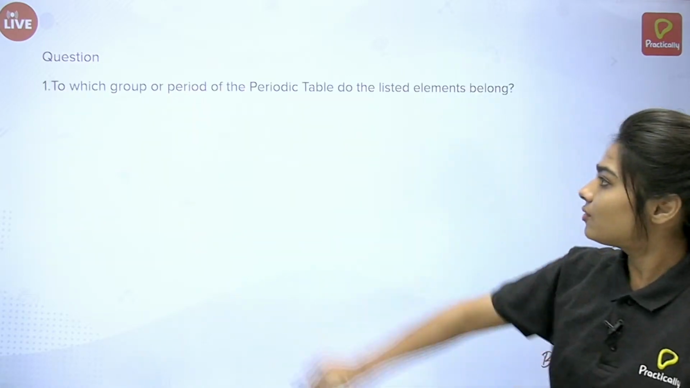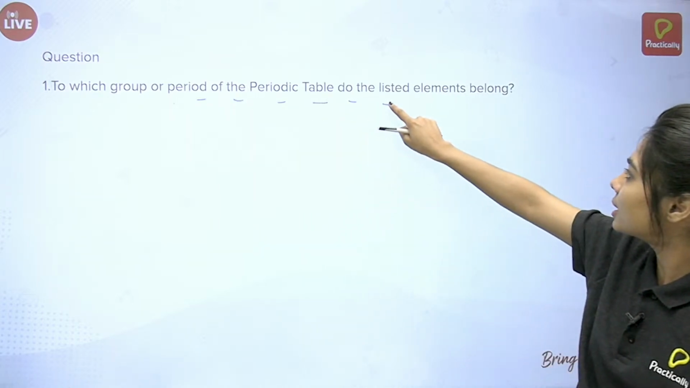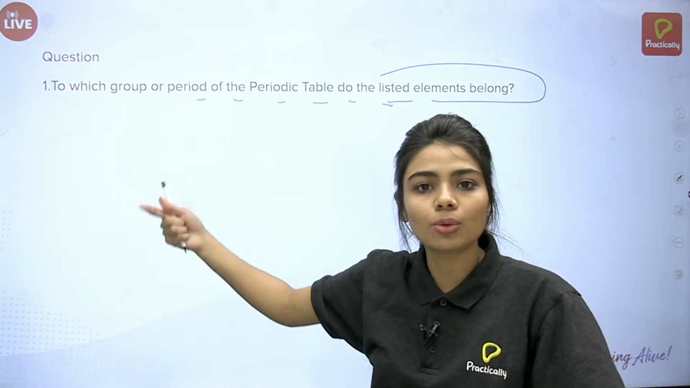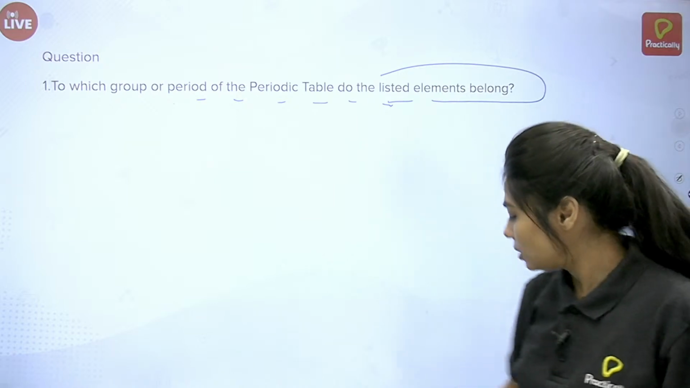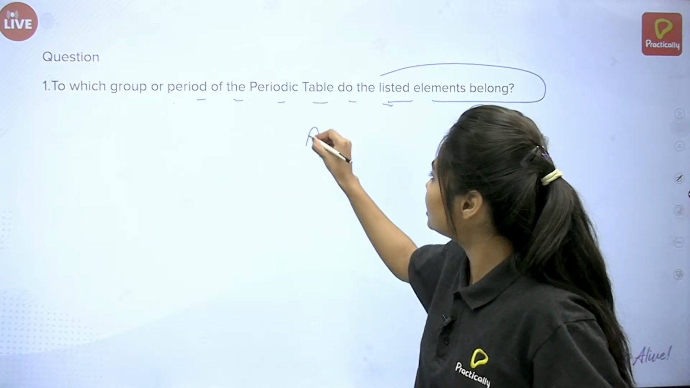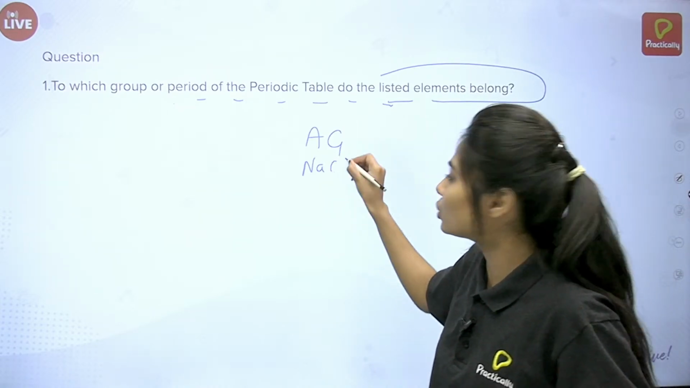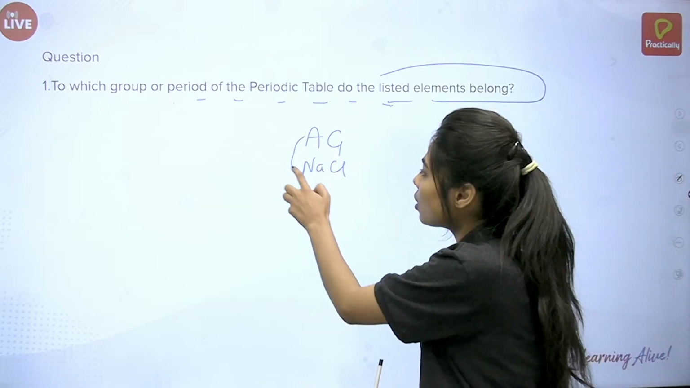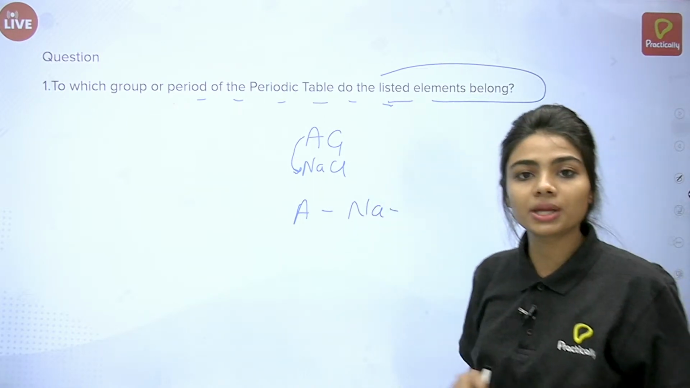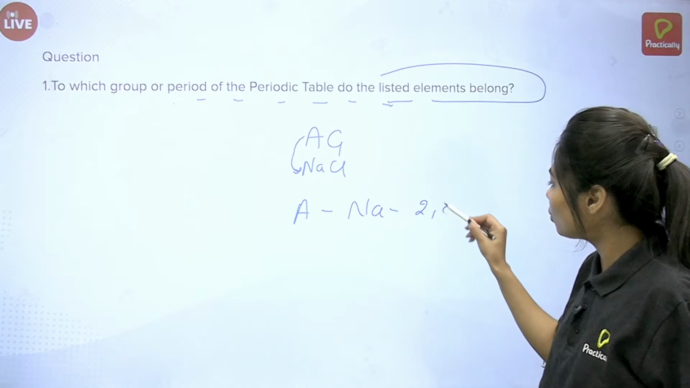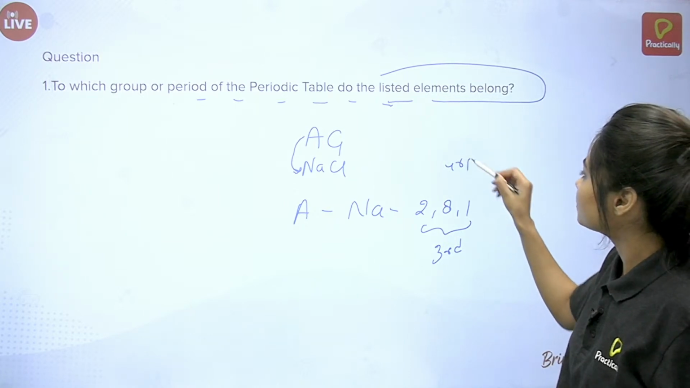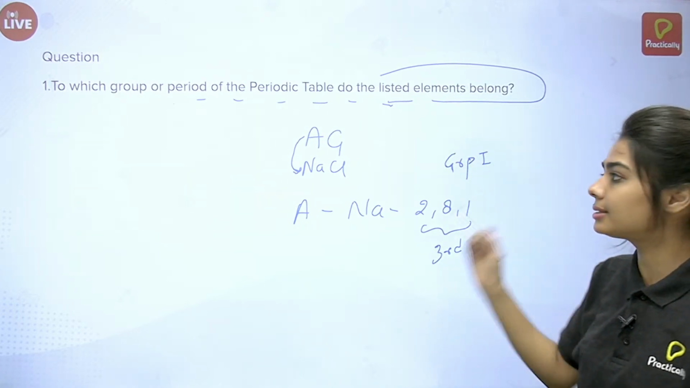So, the first thing: to which group or period of the periodic table do the listed elements belong? Can you identify which group or period they will belong to? So, first of all, if I talk about A and B, I got to know that AG is NaCl, sodium chloride. That means it belongs to which period? If I talk about A, then A is sodium. Sodium belongs to which period? So here there are 2, 8, 1. That means it belongs to the 3rd period. Which group? Group first. So it belongs to group 1 and 3rd period.